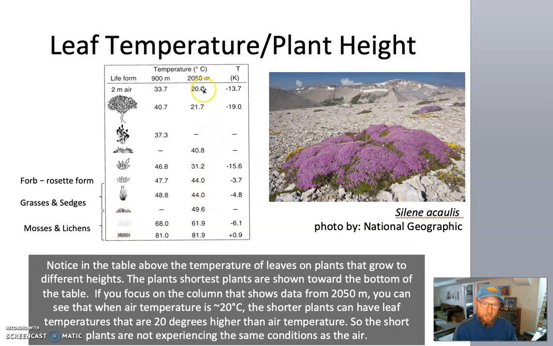The important thing to notice is that the leaf temperature of fairly tall plants is about the same as air temperature, but the leaf temperature increases the shorter the plant is.